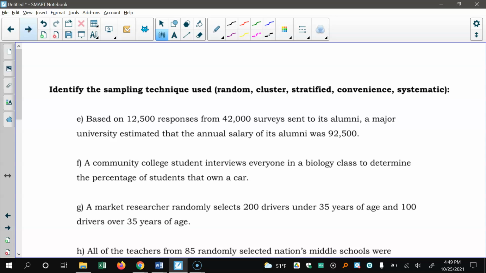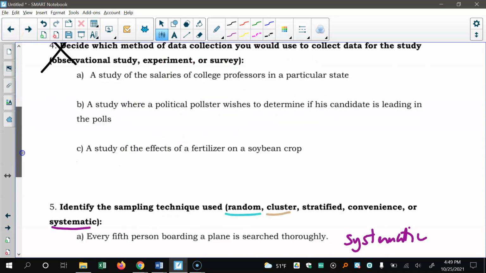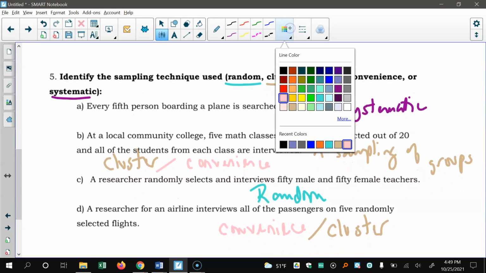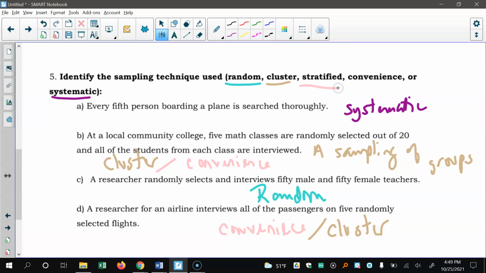Okay, next. One thing we didn't use for this one was stratified. We didn't use stratified because what the problem would have to say is, let's take the community college one, if all 20 classes were randomly selected, but only a few students from each class were randomly selected, that would be stratified. For D, a researcher for an airline interviews all the passengers on 5 randomly selected flights, we would switch that to stratified if it said a researcher for an airline interviews some passengers on all randomly selected flights.